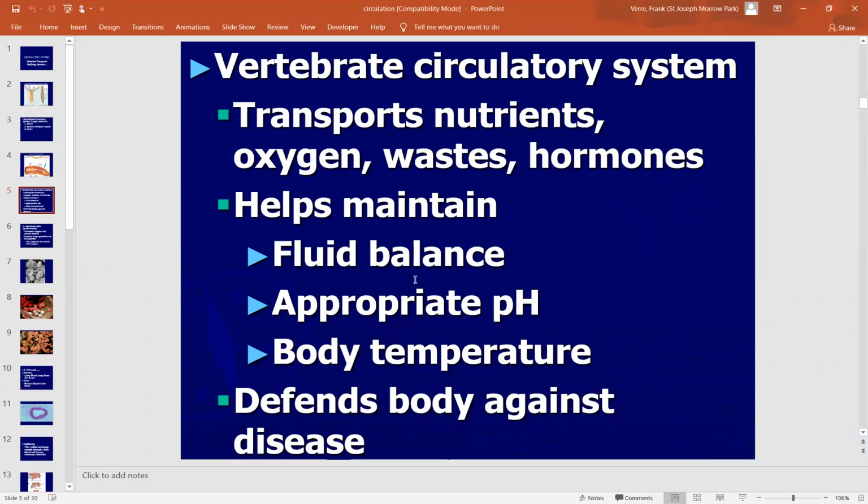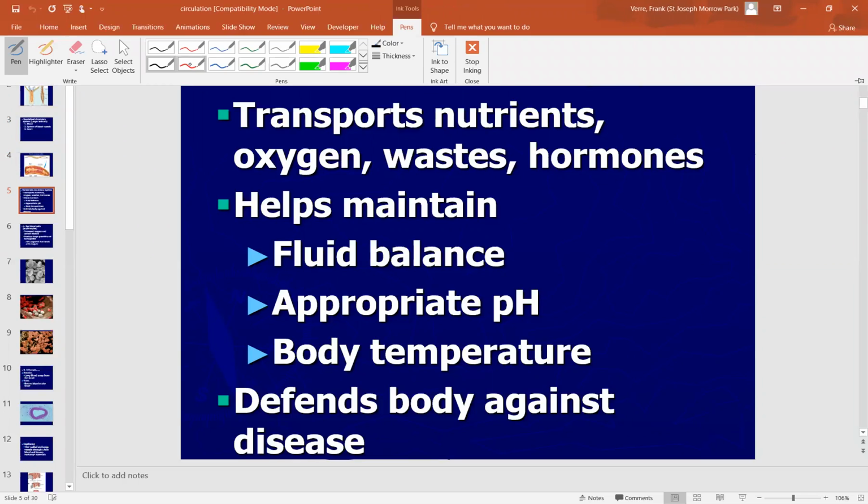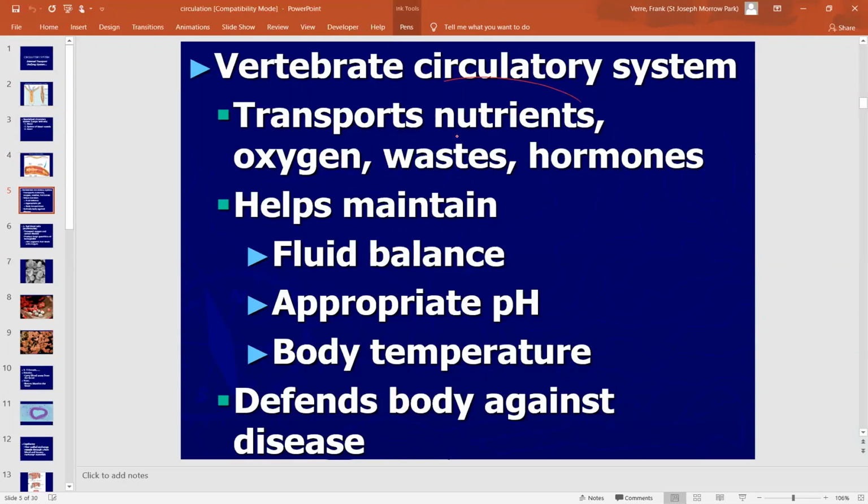All right. So what does our system do? Well, we already talked about two things. One is to move around nutrients and to move around oxygen. That's what we've been talking about, right? The digestive system brings in the nutrients, and the respiratory system brings in the oxygen, and the circulatory system moves that around. But then, think about gas exchange: we bring in oxygen, but we've got to get rid of carbon dioxide. So the circulatory system is also responsible for moving around waste, so we can get rid of it.